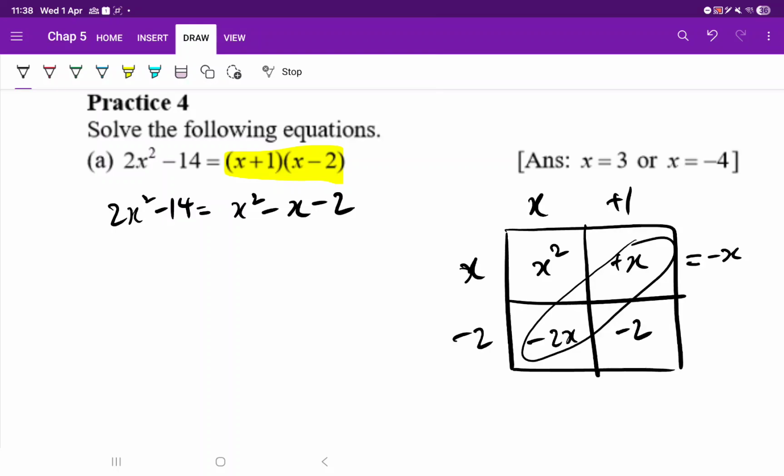Make one side 0. Which side should I make 0? Whichever side you want. Okay? In my case, I'm going to take this side and I'm going to make it 0. I'm going to bring all of them over to the left. Now when you bring something across the equal sign, it swaps the polarity.